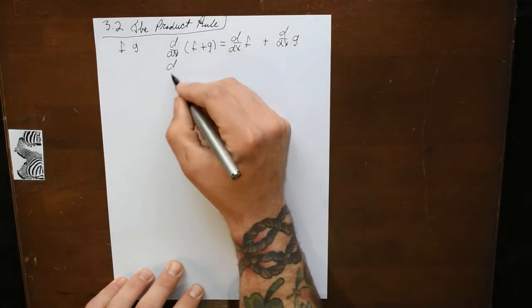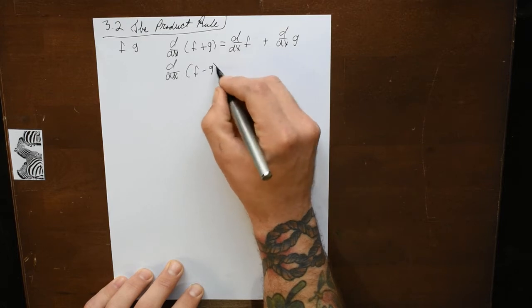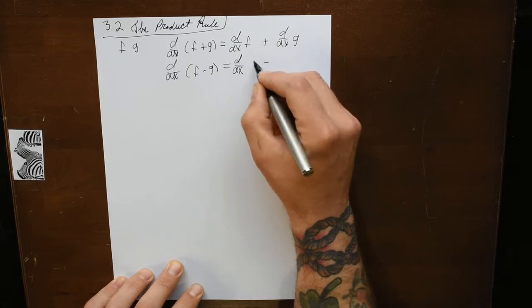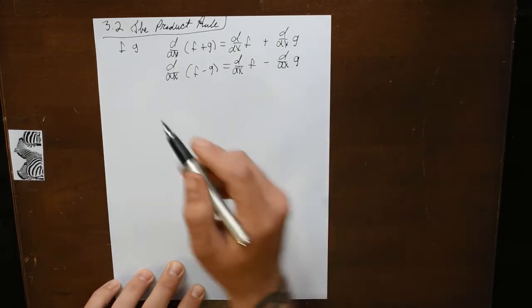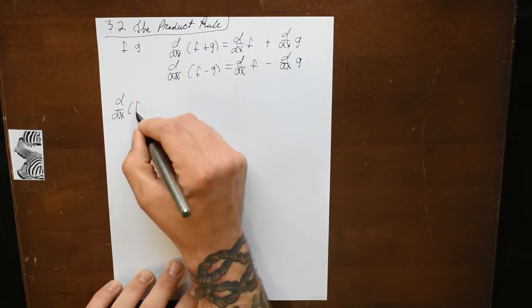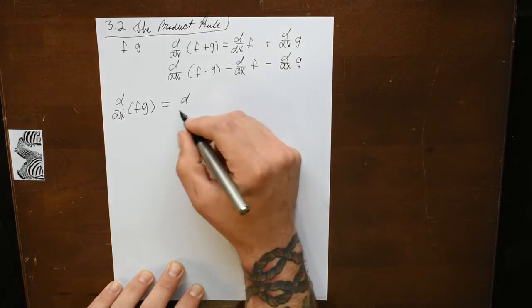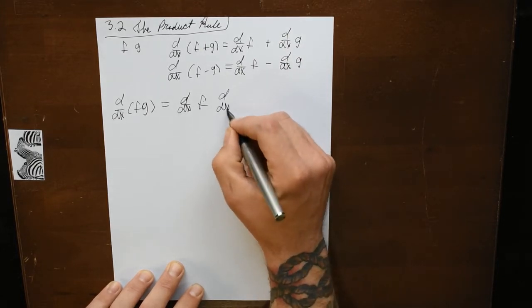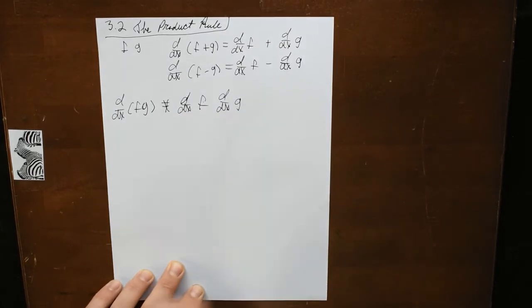And the derivative of the difference equals the difference of the derivatives. So one might assume that the derivative with regards to x of the product of f and g is equal to the product of the derivatives. But that actually isn't true.